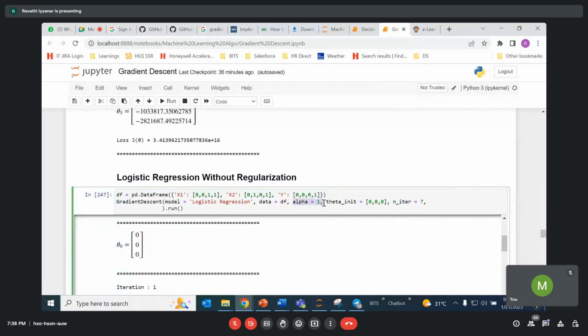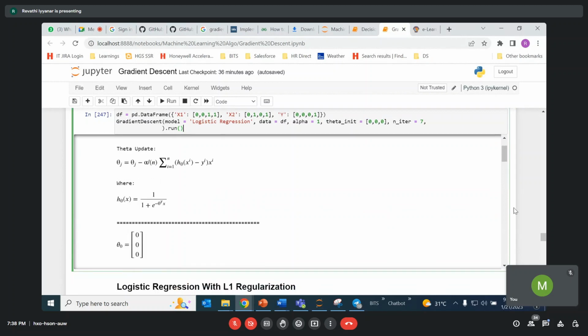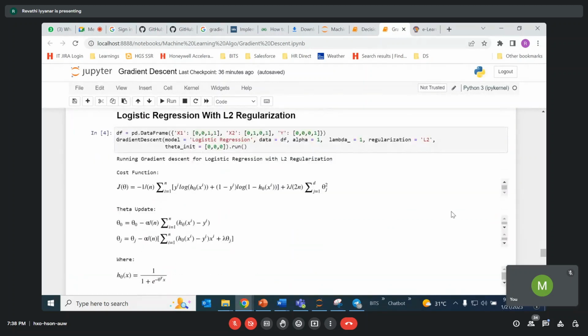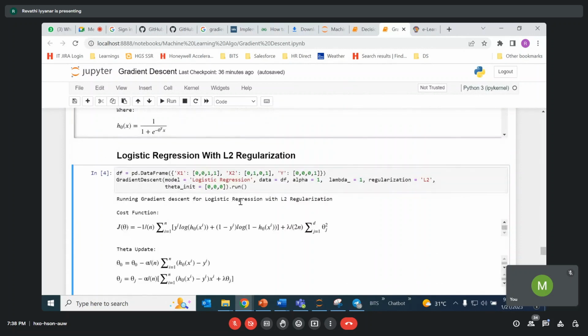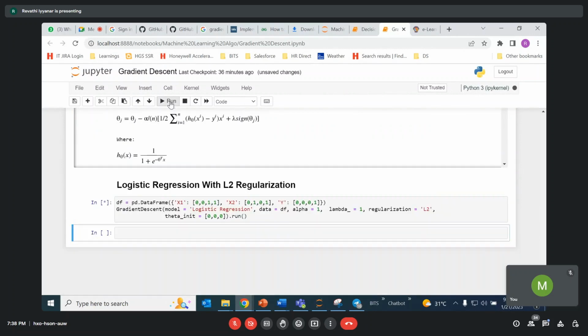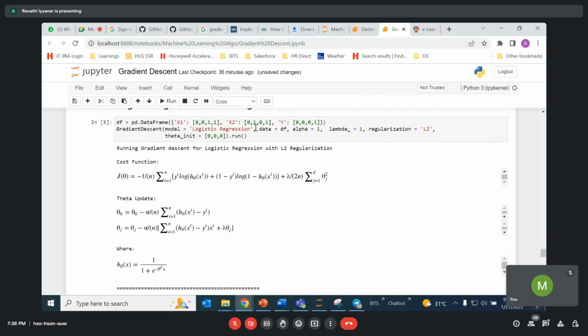Here alpha is given and theta is initialized to 0, 0, 0, and lambda, oh sorry, this is without regularization. The first part asks us to calculate the loss without regularization, and the second part asks us to find theta using gradient update with L2 regularization. So for the second part we have to run this with these parameters.